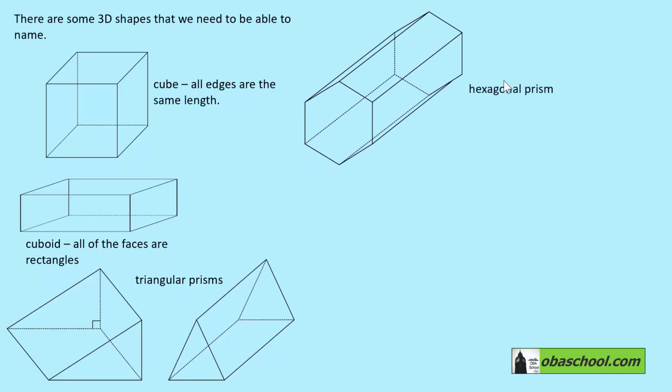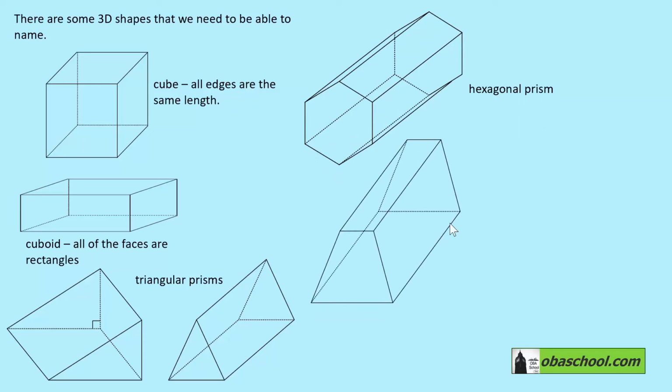This is a hexagonal prism because the end is a hexagon. And here we have a trapezoidal prism. It should be clear that there can be lots and lots of different types of prisms. You just have a different shape at the end.